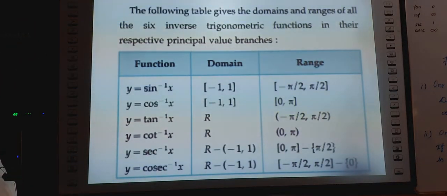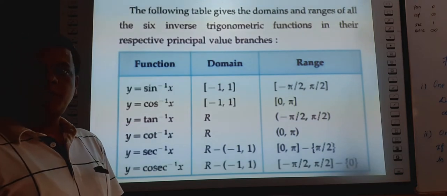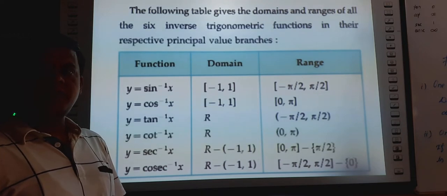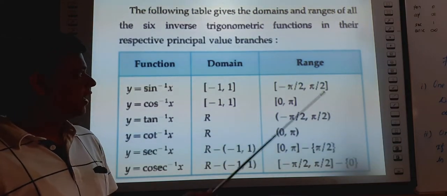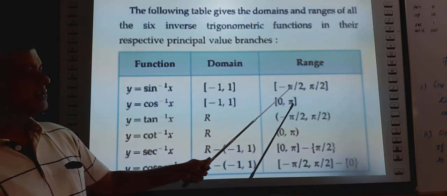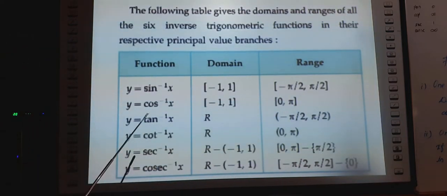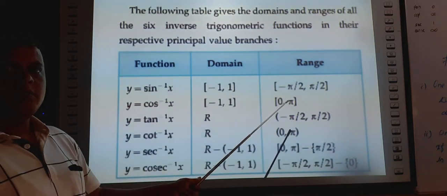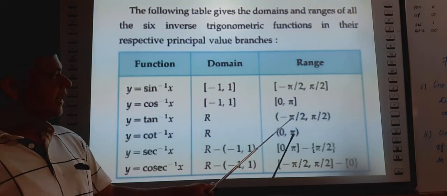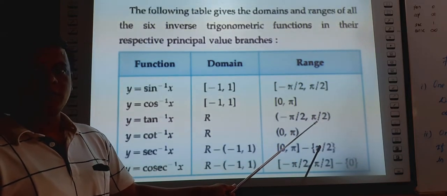So while solving for the principal solution, we strictly follow the condition that the angle must be greater than or equal to 0 and strictly less than 360. So we have to remember the principal branch value for each function. For cos inverse, the angle must belong to the closed interval 0 to pi. For tan inverse x, the domain must be the set of real numbers and the range is here a closed interval.